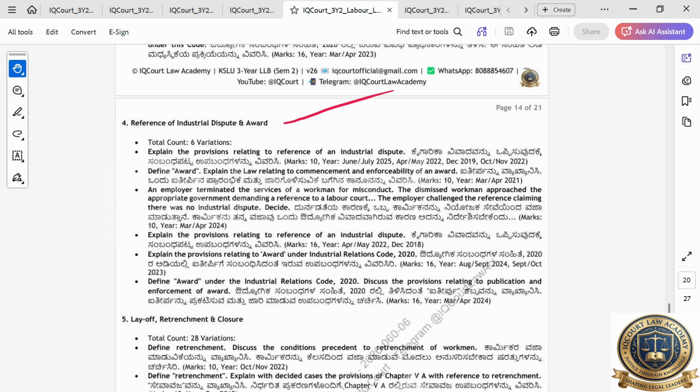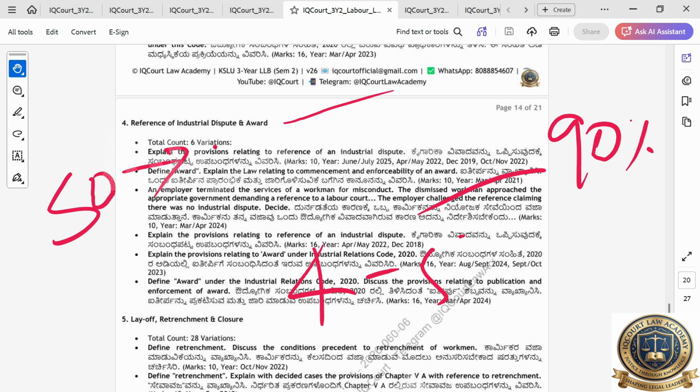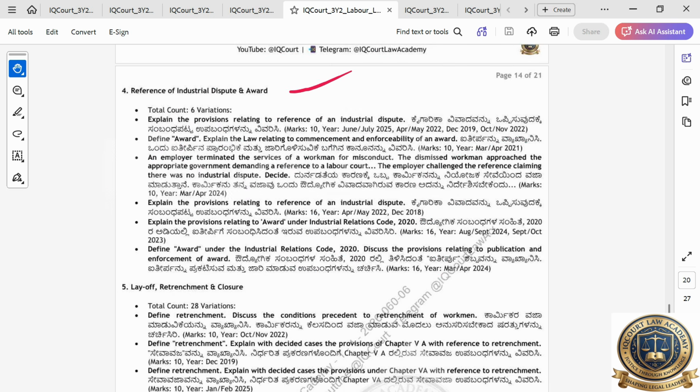Still read all of them, don't skip any question. Whichever I say is 90% important, study to write four to five pages. Whichever I say is 50%, you can just study to write one or two pages, so you should not lose any marks. Reference of industrial dispute and award.